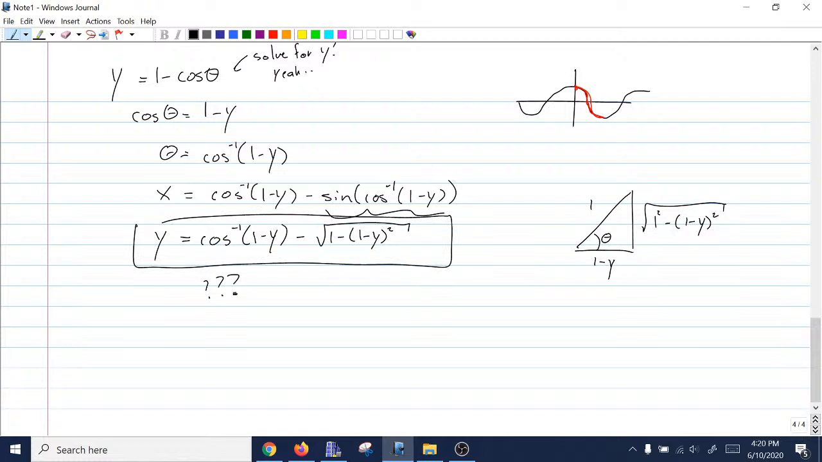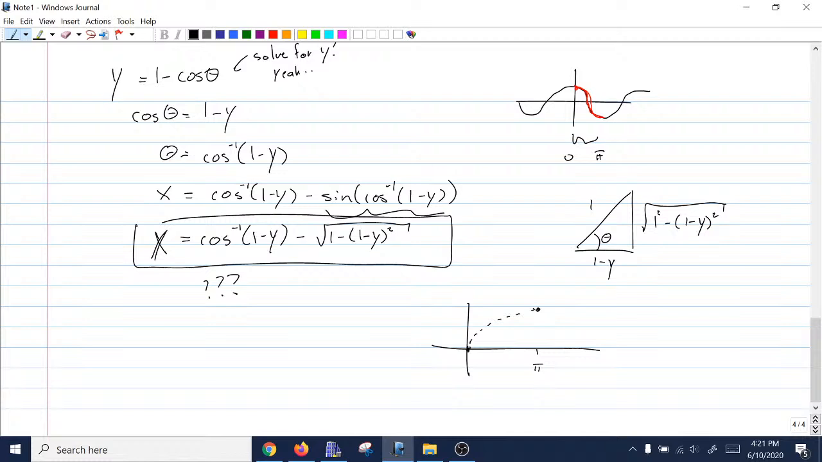So here's a formula for at least a part of the cycloid. The part it's going to give us is the part where cosine inverse exists, from 0 to pi? Yes, 0 to pi. So we said that that would happen from here to here. This apparently satisfies the equation x equals cosine inverse of 1 minus y minus the square root of 1 minus y squared.